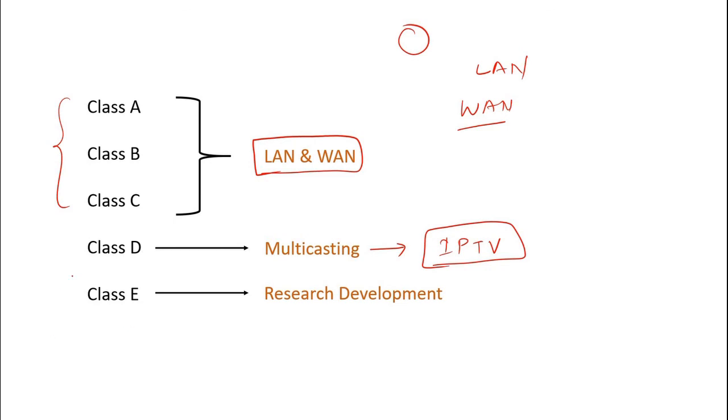And class E is reserved for research and development. So nobody uses that one. If anyone is doing R&D, they just use this class E IP address for their purpose. Okay.